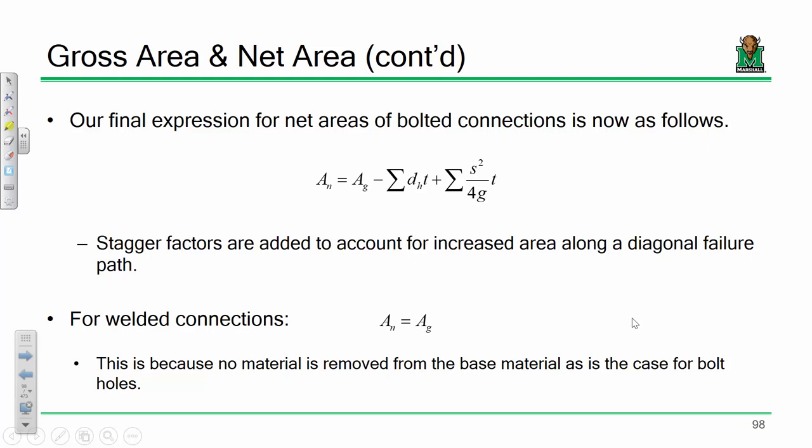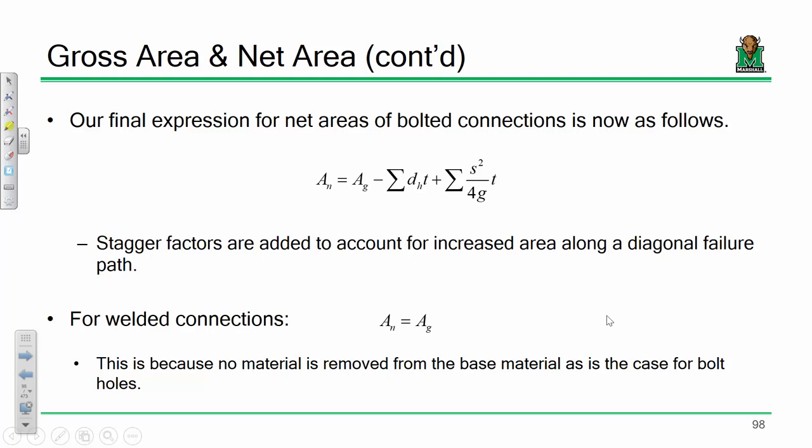Now, one final thing I'll point out, everything we've been talking about is for bolted connections. There's another way to connect things with steel, and that's welding. So what if you have two members welded together? What is the net area? It's the gross area, because you haven't drilled anything, you haven't removed any material. So the net area and the gross area are identical when you're dealing with a welded connection, in most cases, at least with fillet welds that we deal with in here. There are some instances where you might remove some material, but for the most part, net area equals gross area.